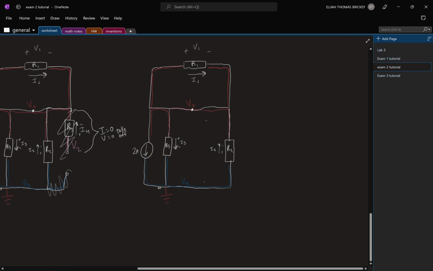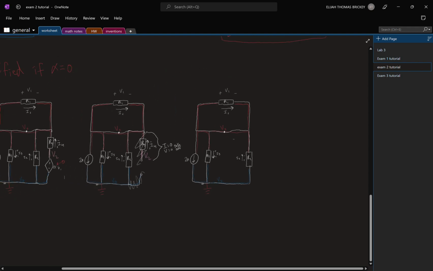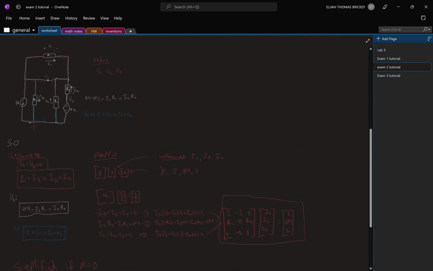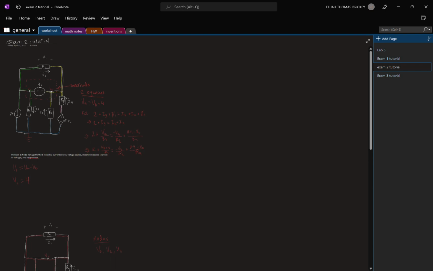And I just rewrote, moved everything to the side, simplified it, made V3, took out V2, so it's Vs and V3. And this is my equation. This is my solution. This is my problem.